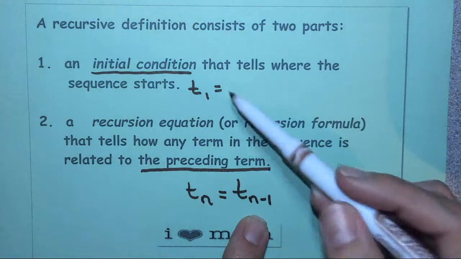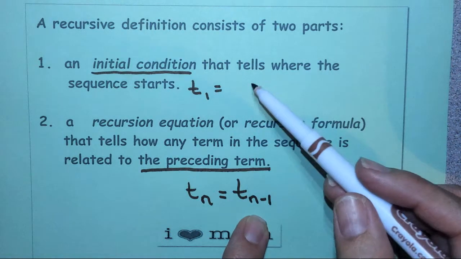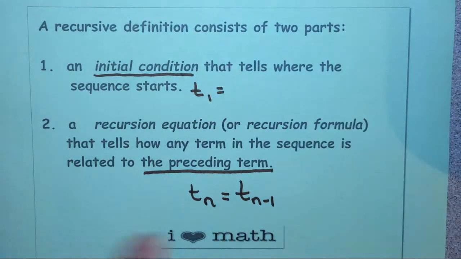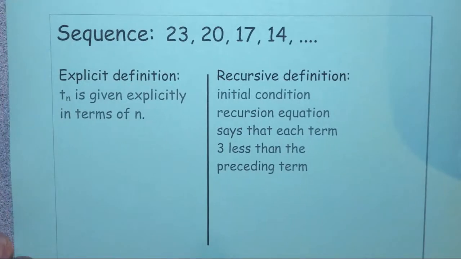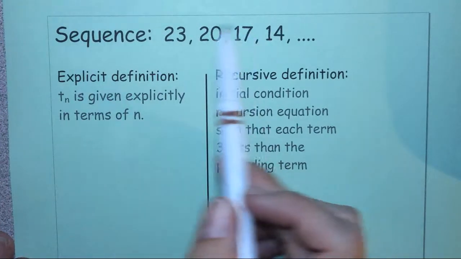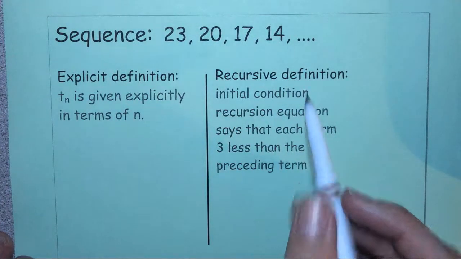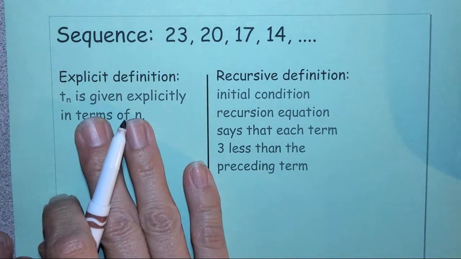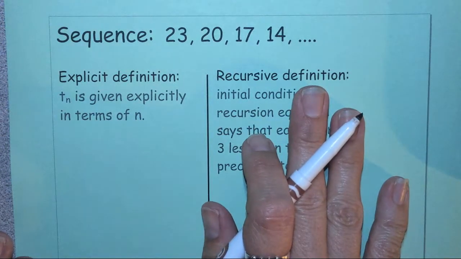So today what we're going to do is, instead of writing an explicit definition like we did yesterday, so let's look at that. This is what we did yesterday. Instead of writing an explicit one for this, we're going to write a recursive one. So we're going to go over the explicit from yesterday, and then we're going to do the new one today.